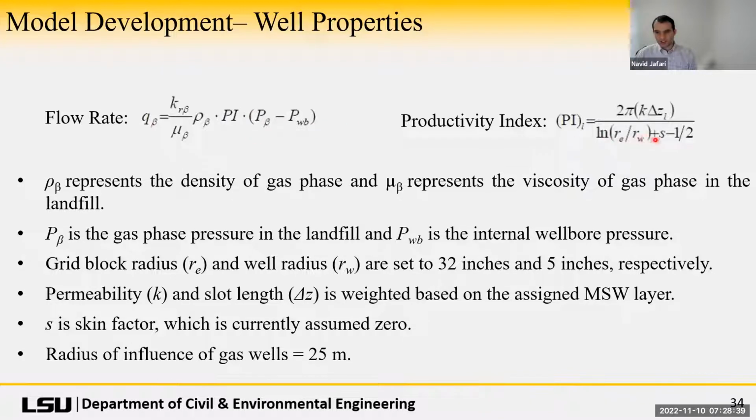It's also a function of skin friction, which we assume to be 0 because we don't have much information about it. And at the end of the day, we took a look at the 2D radius of influence from these gas wells, and we worked with the productivity index to match, when we talked to the industry, what is a typical radius of influence for gas wells? And they said on the order of 25 meters, so about 50 to 100 feet or so. And we try to set the flow rate and productivity index to match that radius of influence.